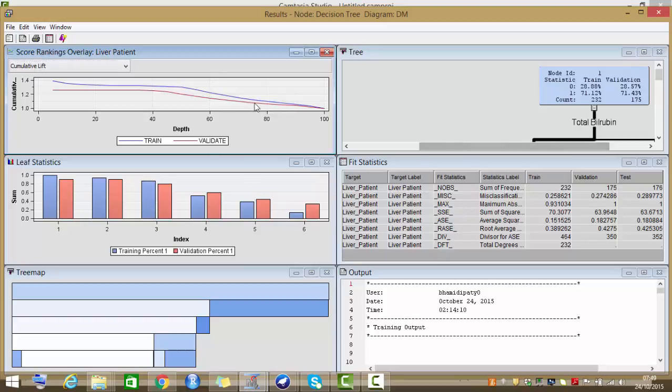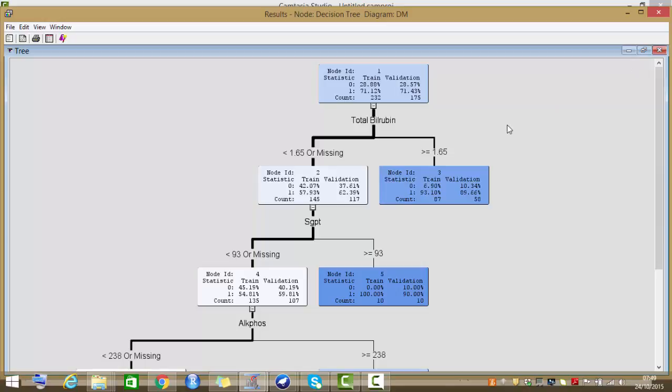Though the result window is showing different panes, let us concentrate on this decision tree. So from this decision tree, it can be inferred that the total bilirubin is the significant variable since this node is at the top of the tree. And to the right branch of the total bilirubin, that is if the total bilirubin is greater than 1.65, we are expecting the maximum proportion of ones. Those are the people with the liver disease.